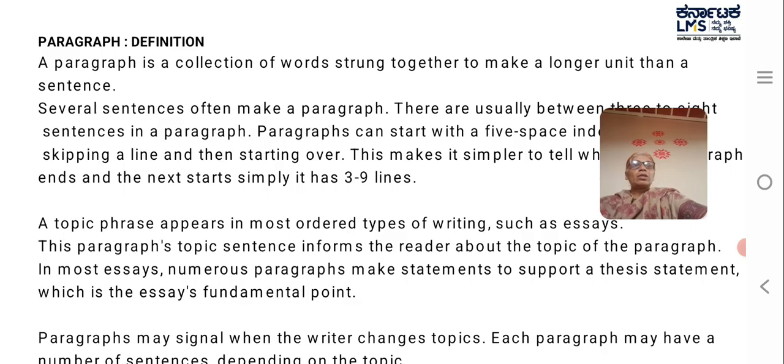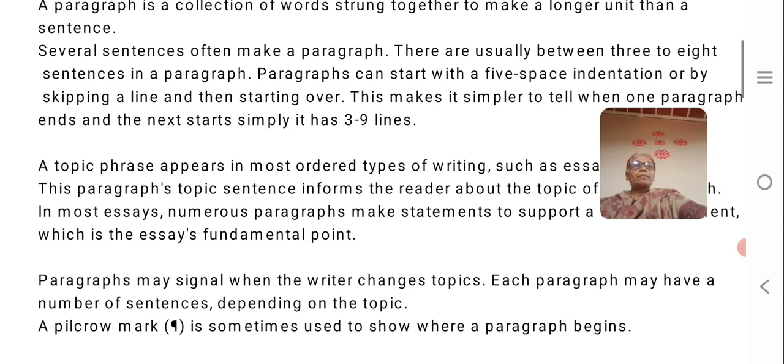which gives a certain topic. It mentions a certain, specific topic. There are usually between 3 to 8 sentences in a paragraph. It can start with a 5-space indentation or by skipping a line and then starting over. A paragraph ends and the next paragraph starts when it has 3 to 9 lines.